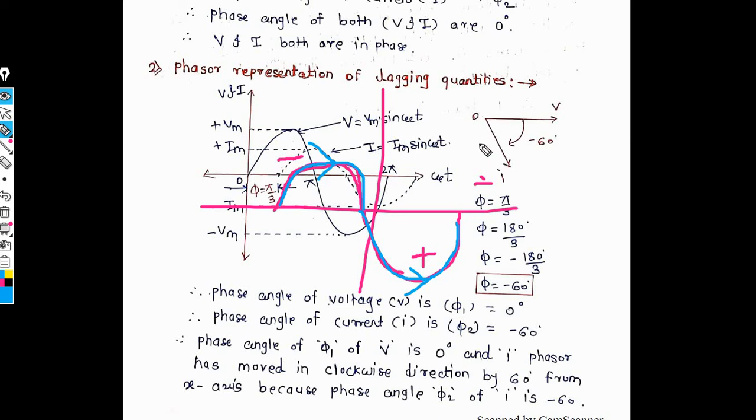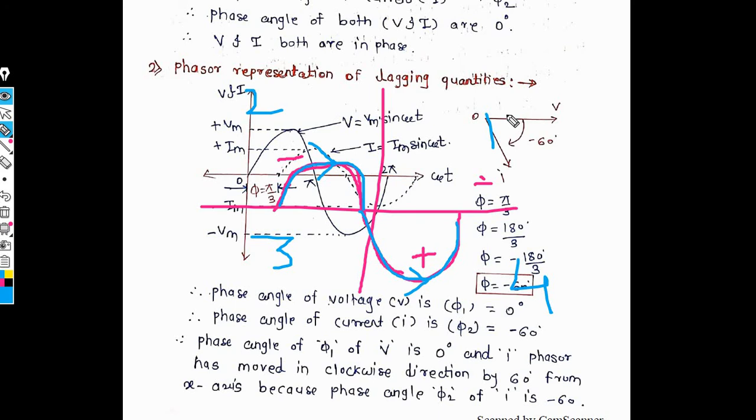This is the first quadrant, second, third and fourth, in which the phasor representation of voltage and current is very important for each and every leading quantity, lagging quantity or in-phase quantity. That means the direction of the phasor is very important in the phasor representation of a zero phase quantity, lagging phase quantity or leading phase quantity. Okay, now this is the concept.